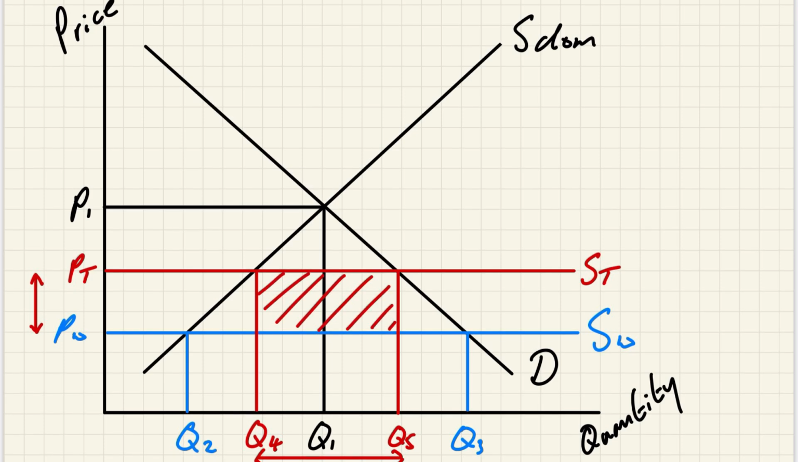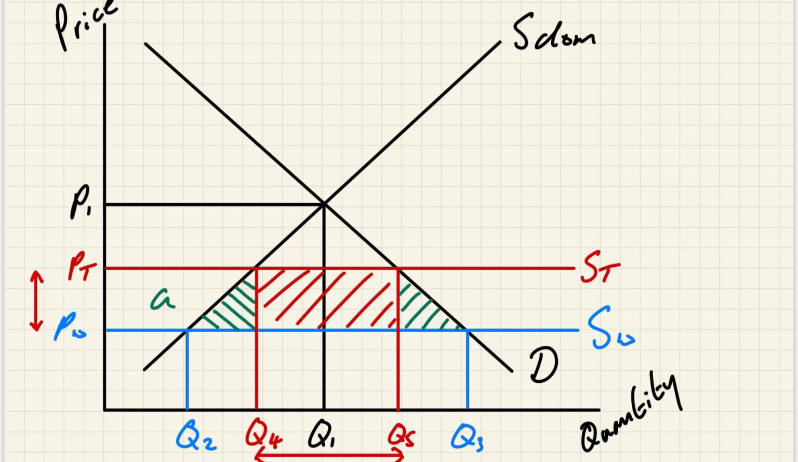So now we've highlighted clearly the amount of revenue which is being raised by the government. Imports are the distance between Q4 and Q5. That's the amount of imported goods. And the distance between PW and PT is the tariff per unit imported. Therefore, the total revenue received as a result of the tariff is shown by the shaded area on the diagram.